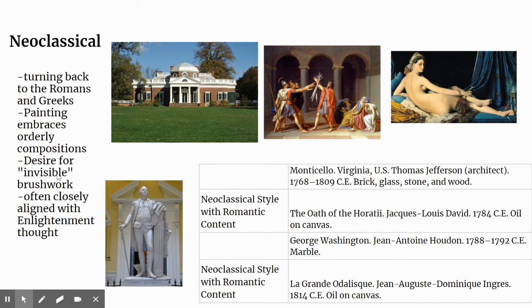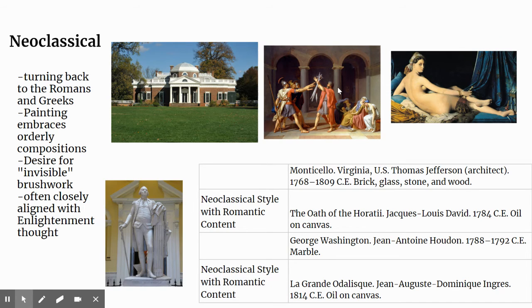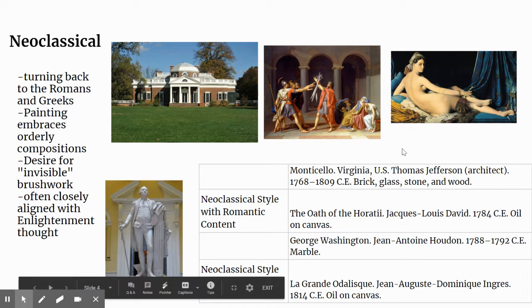Remember, for neoclassical, there's this desire for painting, at least with invisible brushwork. And so we have Monticello, we have the George Washington statue, which is great. You did this one, the Oath of the Horatii, today, and then actually I'm going to talk about this one, the Grande Odalisque, with respect to Romanticism, because of the content, as you'll see a little bit later on.